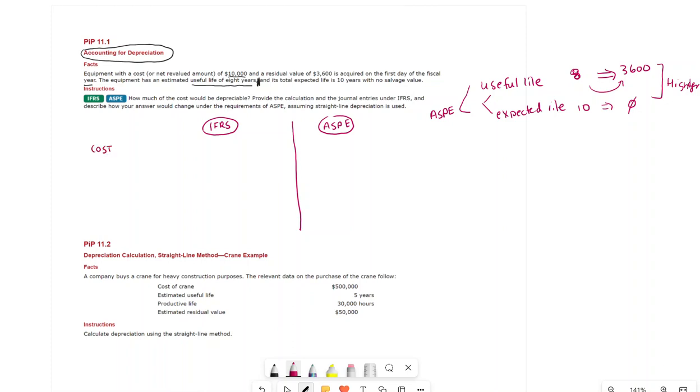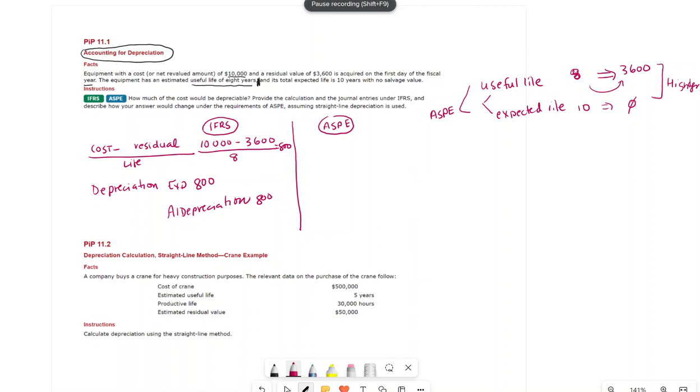Again, the cost minus your residual value divided by the useful life. In this case, our cost was $10,000. Our residual value is 3,600. The useful life is 8 years. So it will be equal to $800. So what we're going to do is debit our depreciation expense and credit our accumulated depreciation, and that will be $800. So that's the entry you will do if they follow IFRS standards.